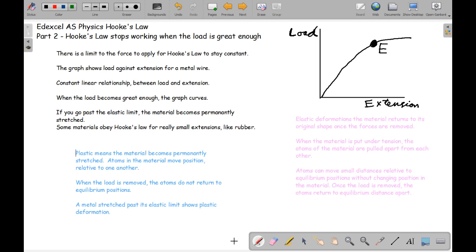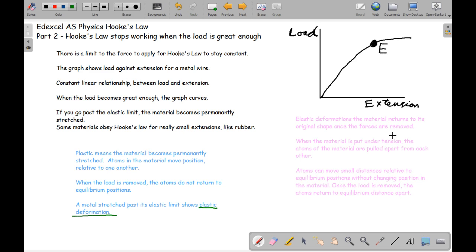Plastic means that the material becomes permanently stretched, and atoms in the material move position slightly relative to one another. When the load is removed, the atoms do not return to equilibrium positions, and a metal stretched past this elastic limit shows plastic deformation. Now, this is actually what the rubber will start showing once it's pulled apart.